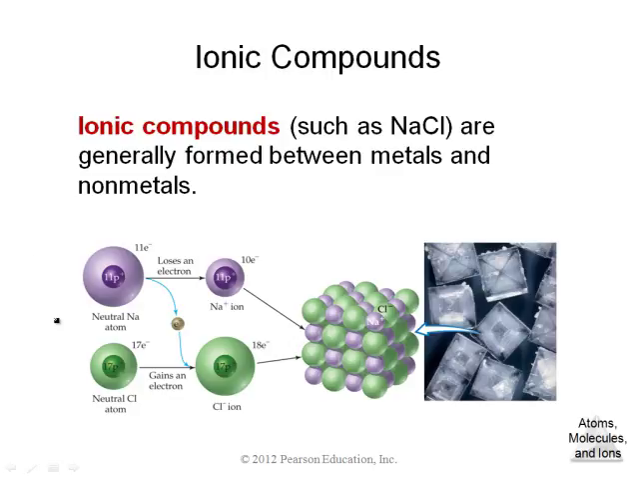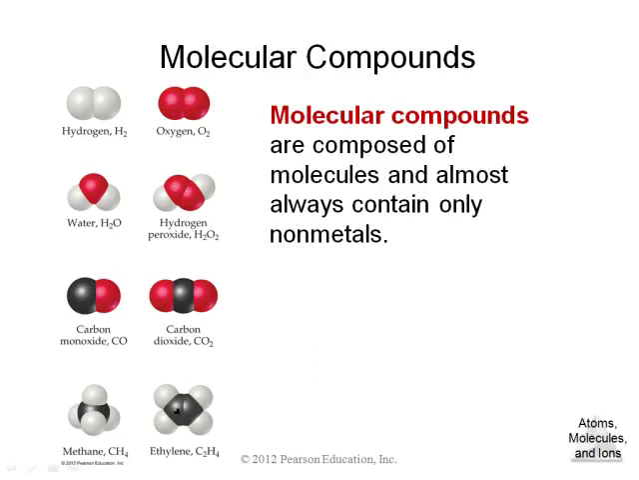Now, another type of compounds, we can call them molecular compounds. Molecular compounds are composed of molecules and almost only contain non-metals. So when compounds form only between non-metals, they are called molecular compounds. Now, molecular compounds do not follow this ion formation and electric charge attraction and all that stuff.